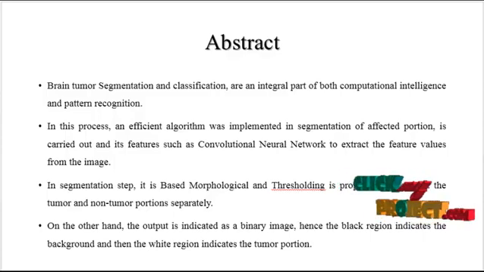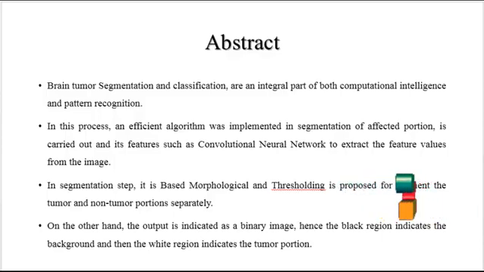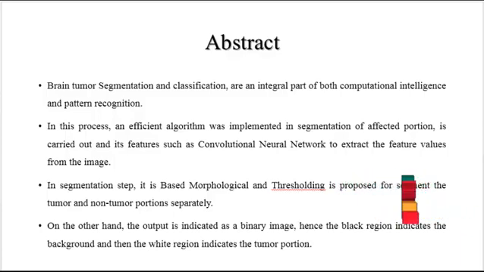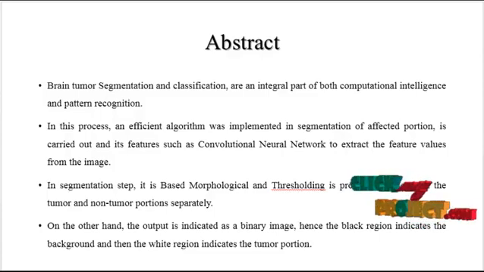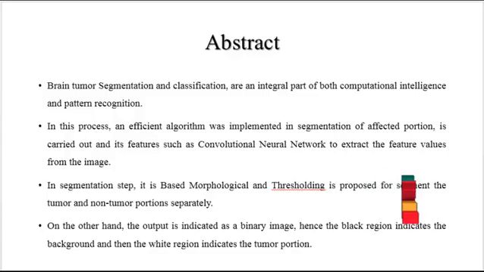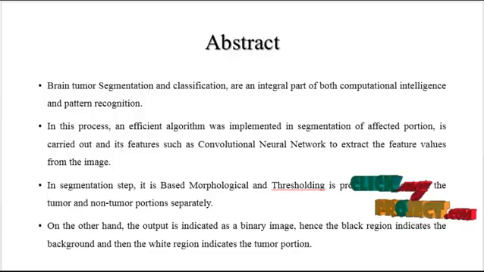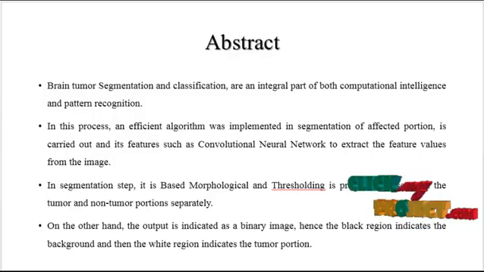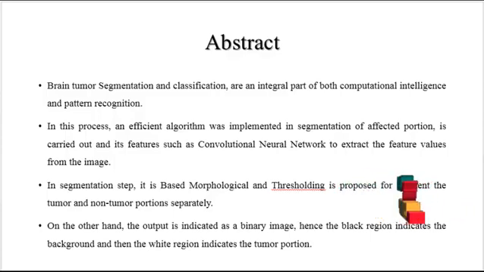Hence, in the segmentation step, an algorithm based on morphological operations and thresholding is proposed to segment the tumor and non-tumor portions separately. If an image has a tumor region, the tumor region will be separated and the other background will be eliminated. The output is indicated as a binary image. The black region indicates the background, and the white region, that is the segmented portion, indicates the tumor position.